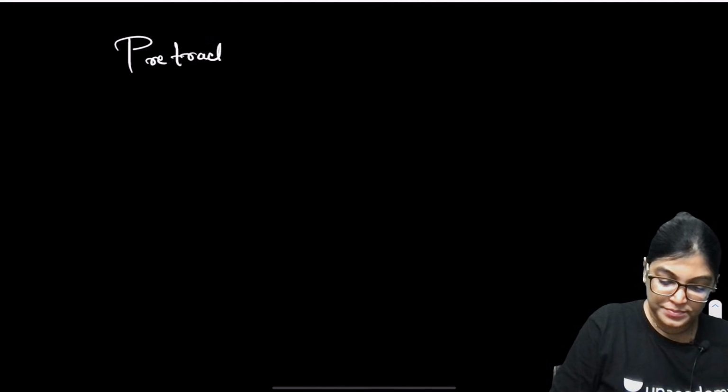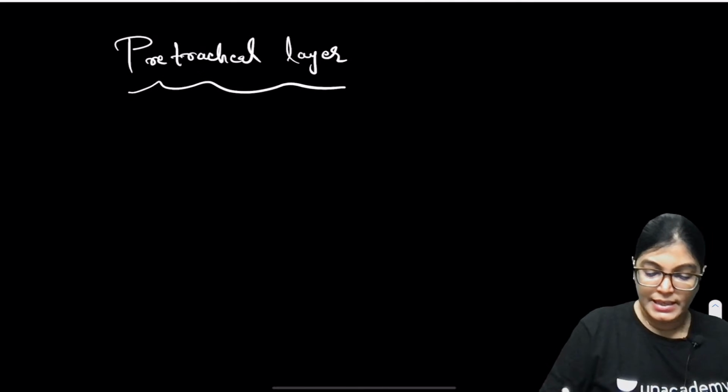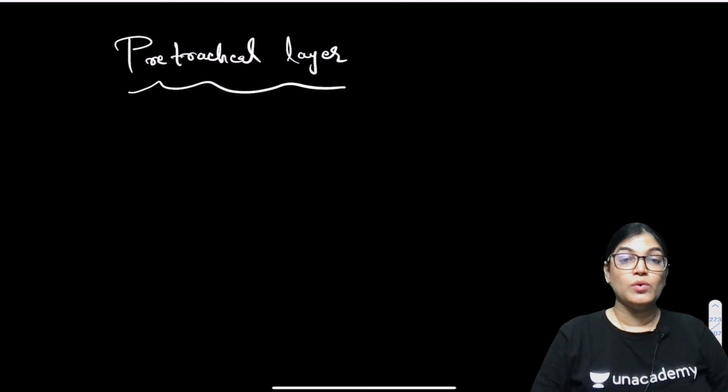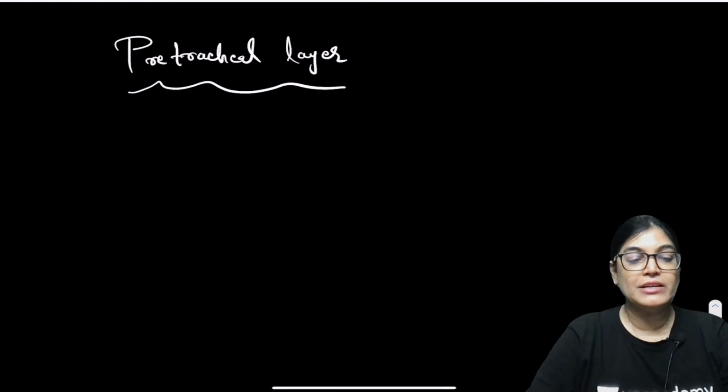Pre-tracheal layer. This is the second layer of deep cervical fascia. So, below the investing layer we get the second layer, that is the pre-tracheal layer.